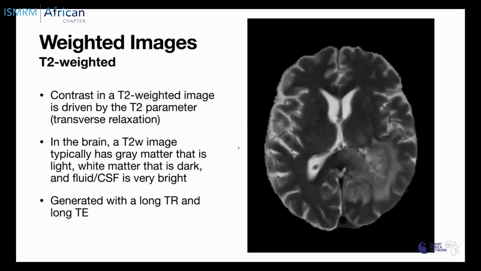A T2 weighted image is one that's driven by weighting by the T2 transverse relaxation parameter. And again, in the brain, a T2 weighted image has gray matter that is actually light and white matter that is dark. So the contrast is inverted from the T1 weighted image. But also the fluid or CSF, as you can see here in the ventricle, is very bright. Right? So that's one characteristic feature of T2 weighted images. The way that you generate a T2 weighted image is with a long TR, because you want to be insensitive to T1, and a long TE, because you want to be more sensitive to T2.